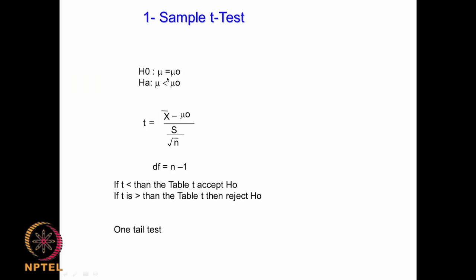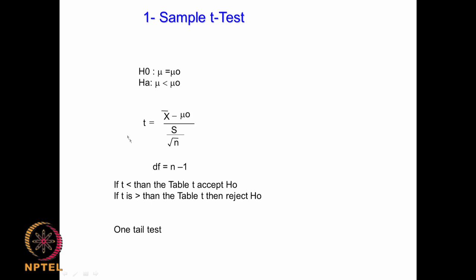Simple, H naught is equal to mu naught. That is, mu naught is your original mean of the population. The alternate is mu is less than mu naught. That means you want to know whether the average size of the barnacle shell from South India is less than this 25.